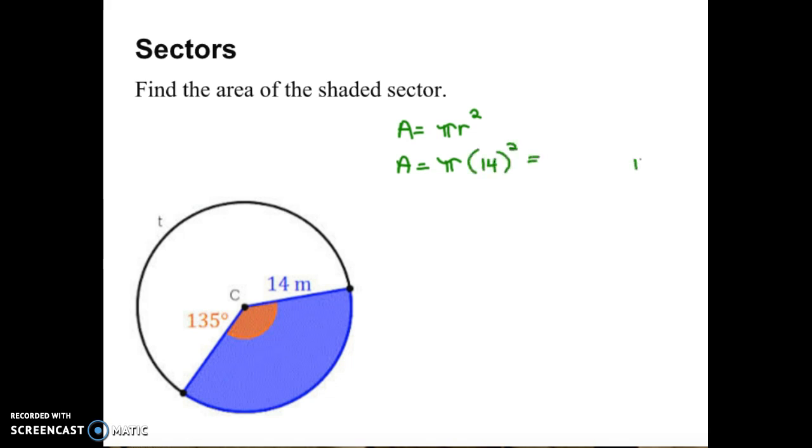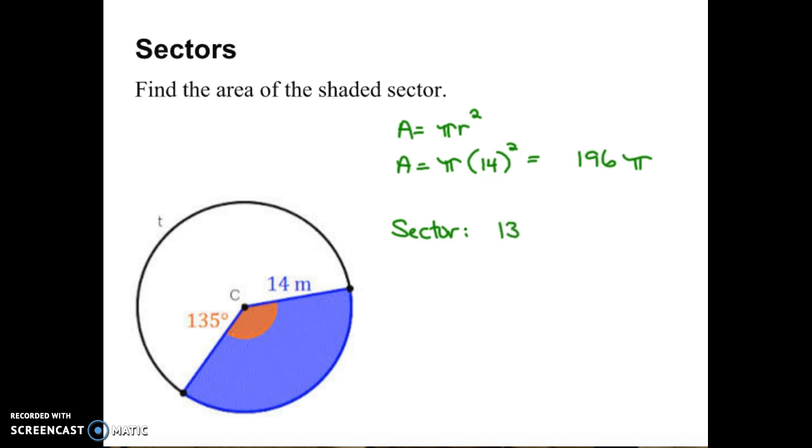I'm going to leave pi in my answer because a lot of them have you do that. So on your calculator, if you do 14 squared, you would get 196. Okay, so the area of the whole circle is 196 pi. And so what we're going to do is we're just going to take a fraction of that whole area, okay, by using our central angle. So our central angle is 135 degrees.